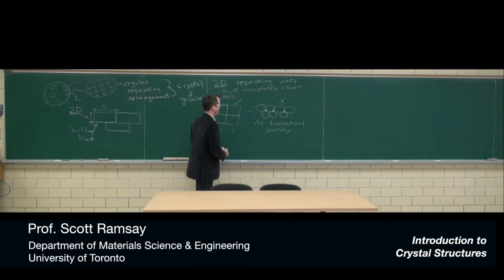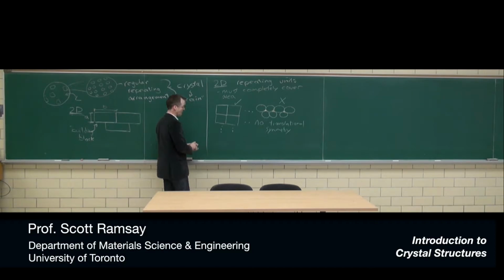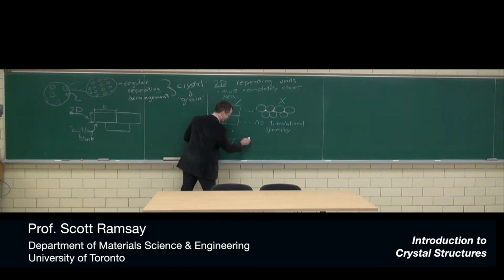Okay. What other shapes could we have? Well, what about a parallelepiped, or like this, and these sides are all meant to be parallel. Well, certainly yes, you could translate that over as well and completely cover the area. So that would work to cover an area.